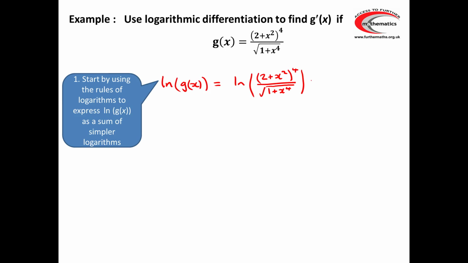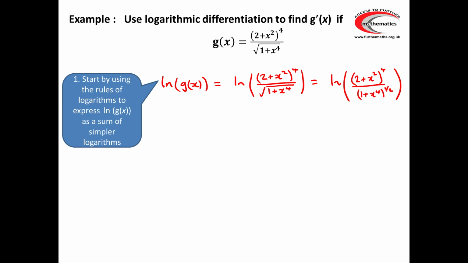Well, straight away we can say that ln of g of x is the ln of (2 plus x squared) to the power 4 over the square root of 1 plus x to the 4. Now the square root of something is something to the power of half, so we could equally well write ln of g of x as the logarithm of ((2 plus x squared) to the power 4 divided by 1 plus x to the 4) to the power of half.